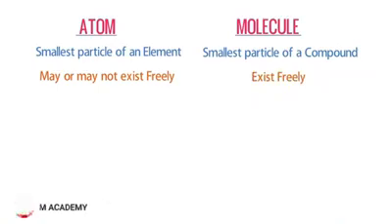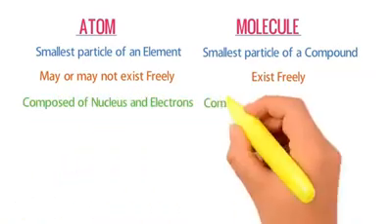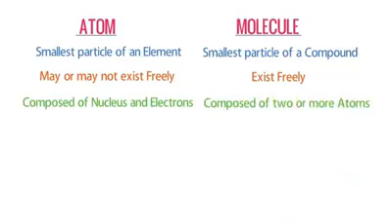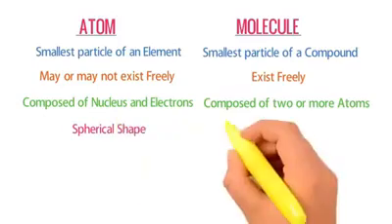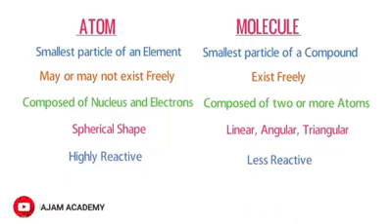An atom is composed of nucleus and electrons. A molecule is composed of two or more identical or different atoms. An atom has spherical shape, while a molecule may have linear, angular, and triangular shape. Atoms are highly reactive. Comparatively, molecules are less reactive. This was all about molecules.